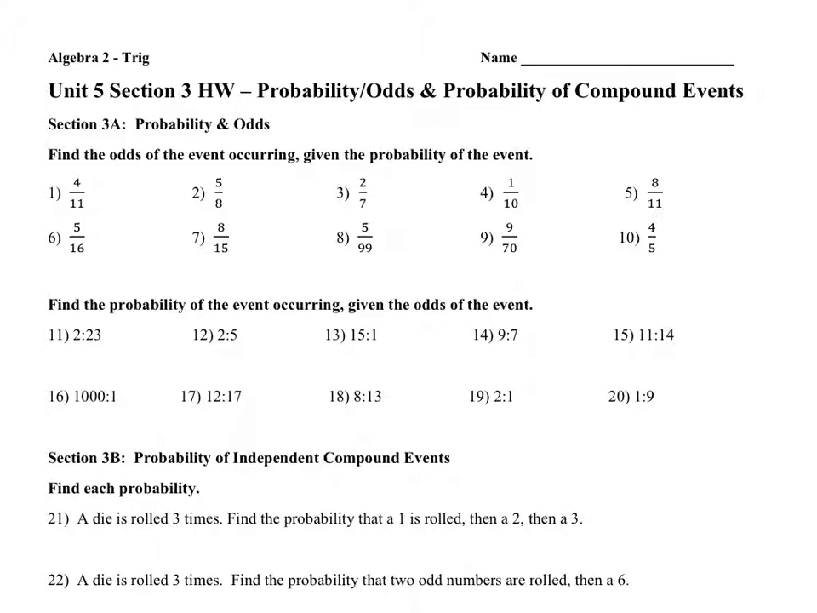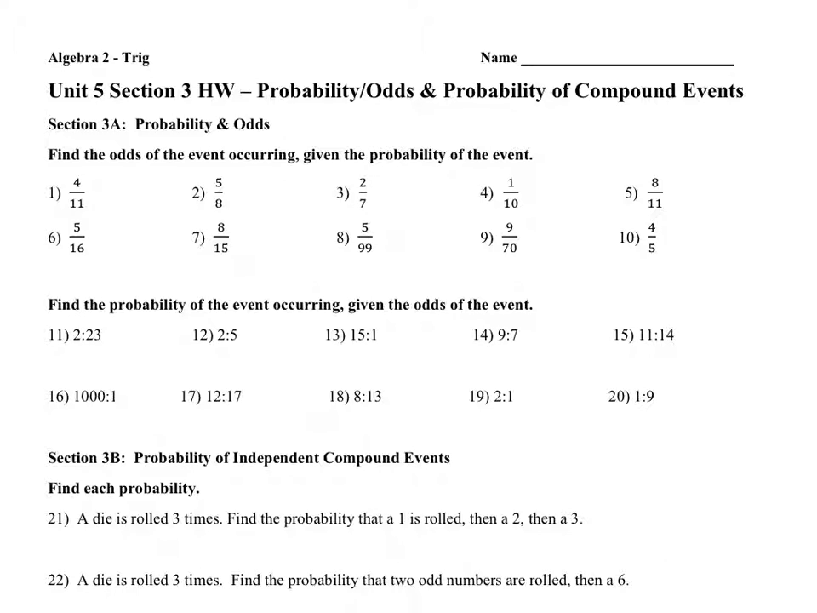In section 3 of this unit, we're going to talk about probability and odds and how they're related, going from one to the other. And then we're going to talk about probability of compound events in the second half of the lesson. So, first thing is section 3A, probability and odds.